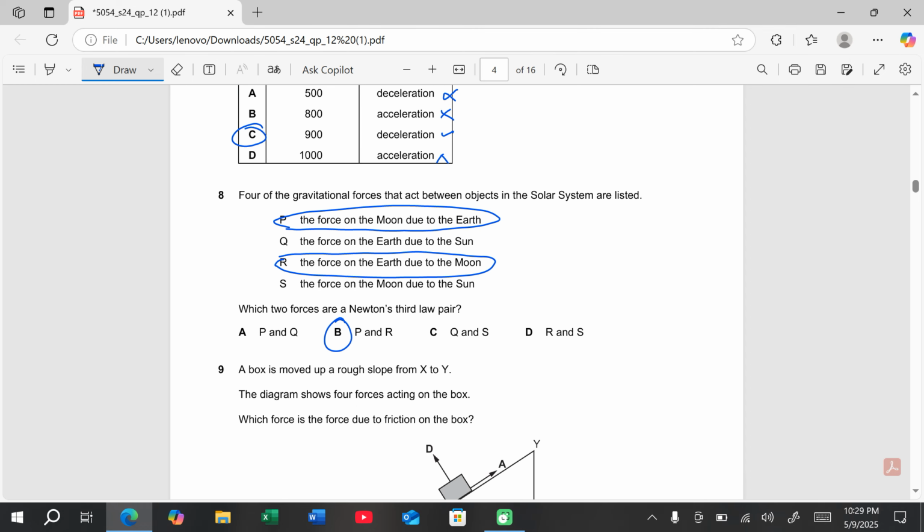You need to know about Newton's third law. It says for every action there is an equal and opposite reaction.